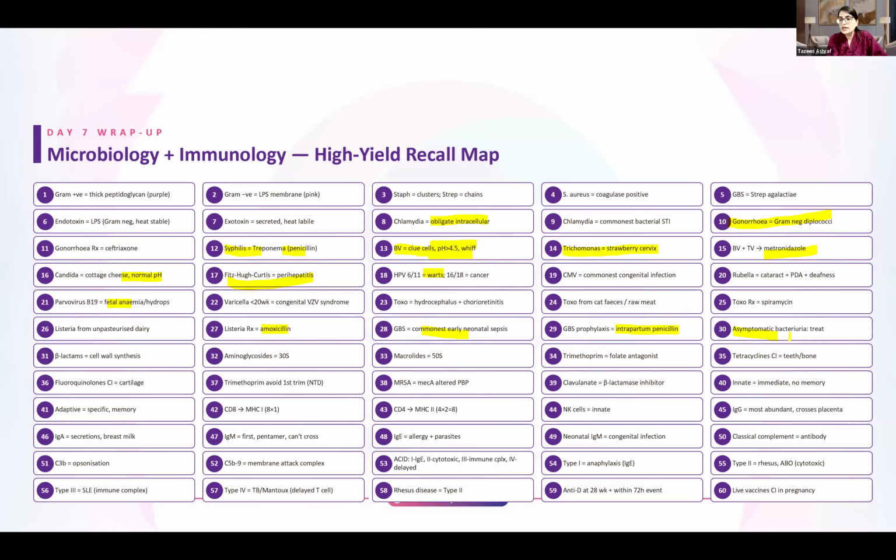Beta lactams are basically cell wall synthesis inhibitors. Aminoglycosides are basically 30S. Trimethoprim is basically folate antagonist.